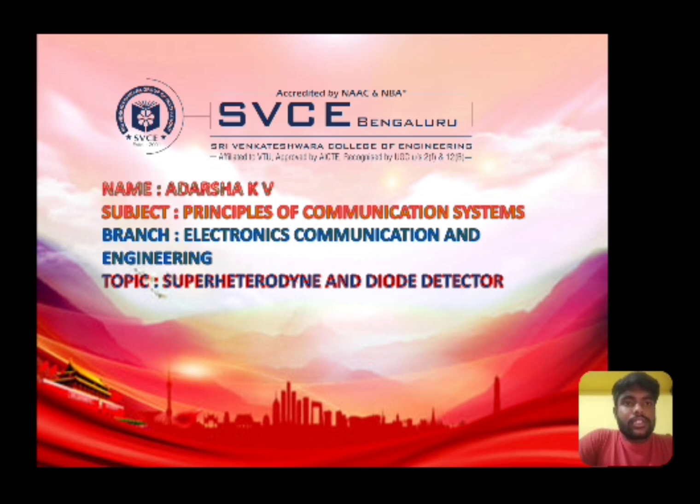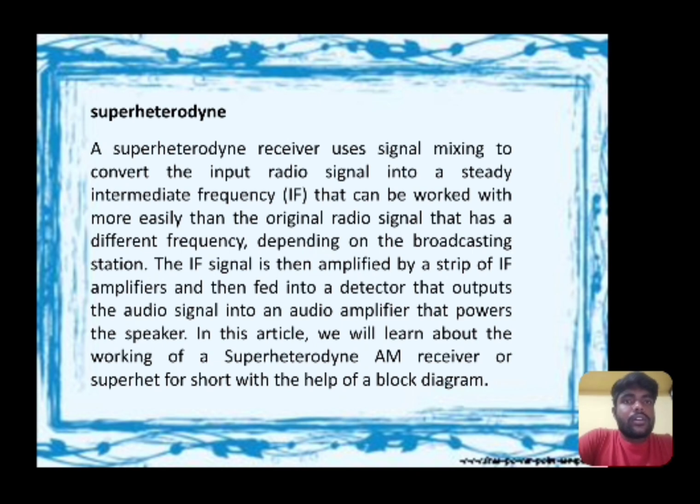Today we discuss the superheterodyne and diode detector, one of the topics in the subject Principles of Communication Systems. Let us come to the topic superheterodyne. A superheterodyne receiver uses signal mixing to convert the input radio signal into a steady intermediate frequency that can be worked with more easily than the original radio signal that has a different frequency.